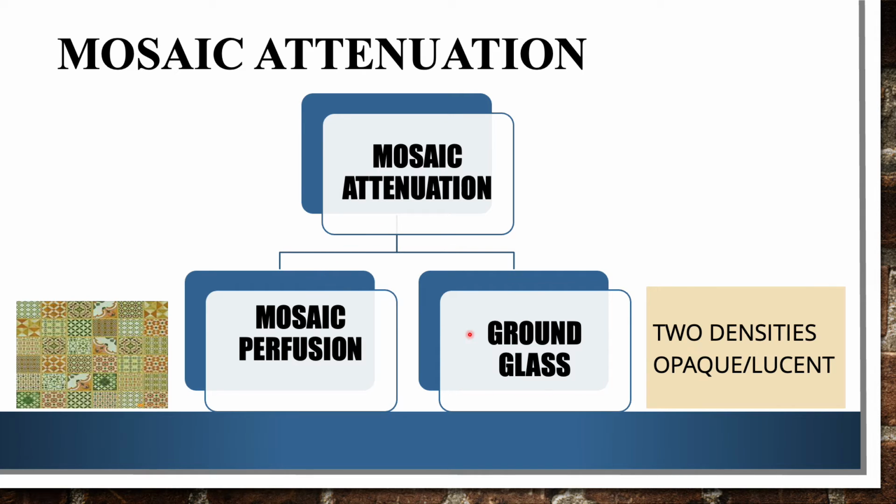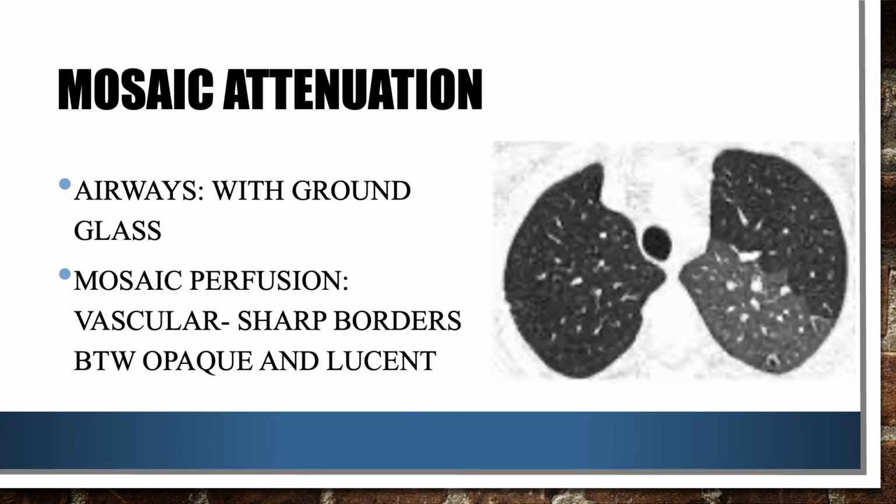And it is whether the areas are hypoattenuated, which look more black, or the lung areas look more white. That differentiation decides the causes of mosaic attenuation. If it's simpler, I'll just summarize it again to make it clearer. Airways usually cause more ground glassing, and mosaic perfusion is usually meant to depict vascular diseases. However, in the next few slides, I'm going to tell you that that's not exactly a foolproof way.